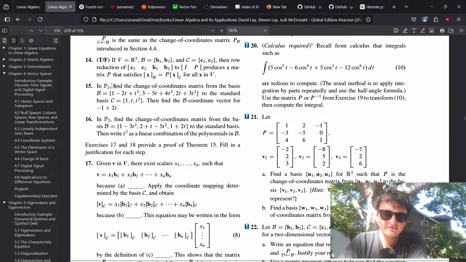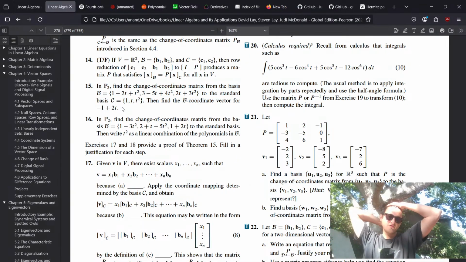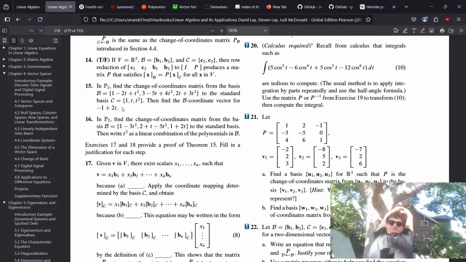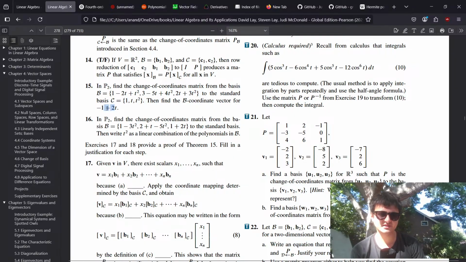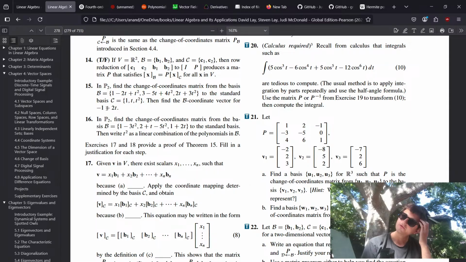In P2, find the change of coordinates matrix from one basis to another basis. Then find the B coordinate vector. Okay, so finding the B coordinate vector, let me remember. What we're going to do is write this down in terms of the standard basis, which would just be the vector (-1, 2, 0). And then we're going to do a linear solve.